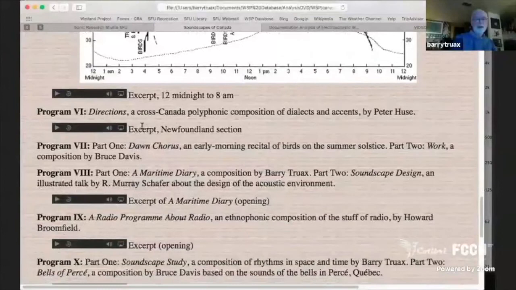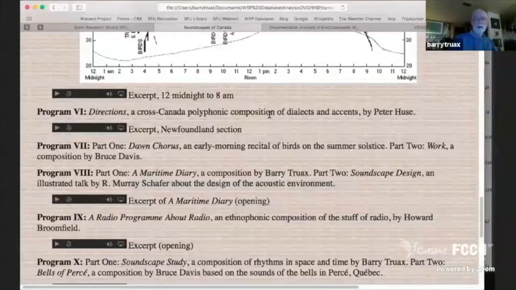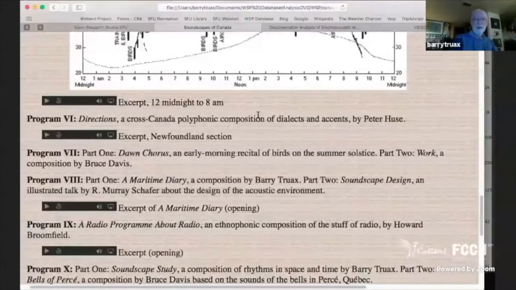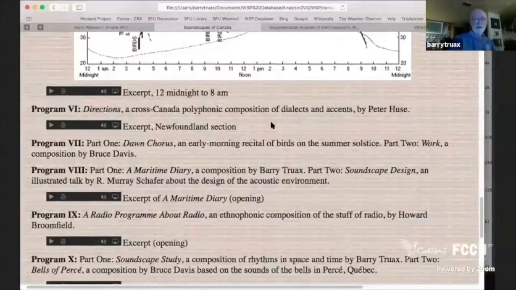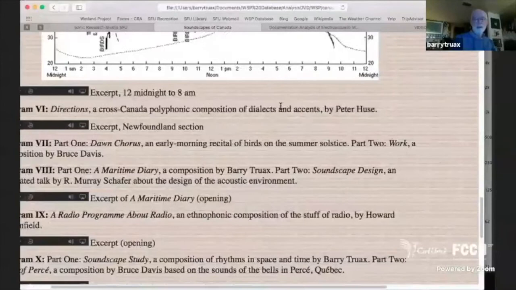Peter Huse is a writer as well as composer. He and Bruce Davis had been collecting various bits of instructions for directions. Every time they stopped on their Cross Canada tour and asked for directions, the Nagra recorder was on. It was fairly neutral material, and in those days we didn't worry too much about permissions. Besides, they were just asking for directions. He edited those together. It's not comprehensive of all the dialects of Canada, of course, because it was just happenstance, but it was a very clever way of doing it.